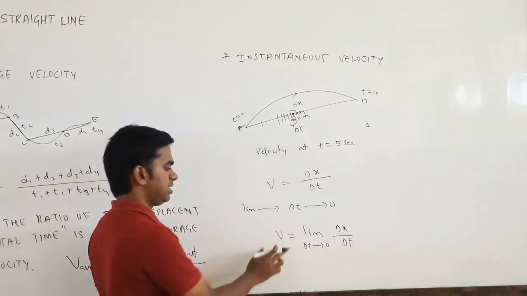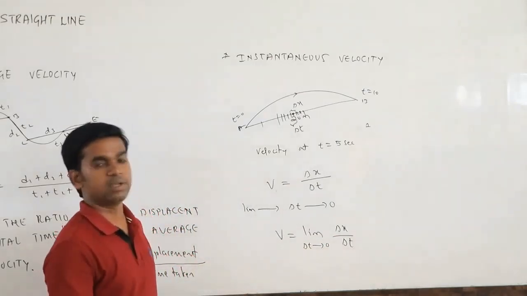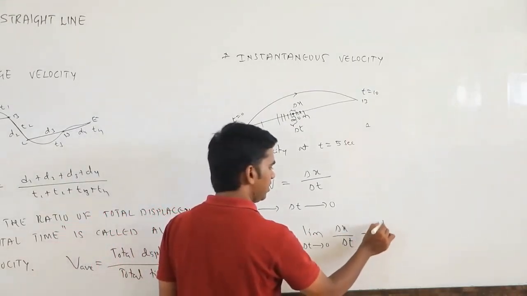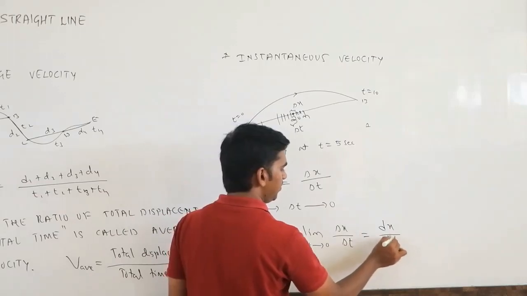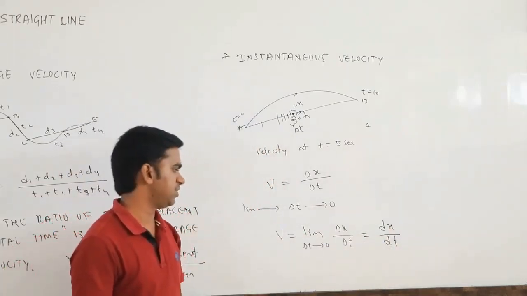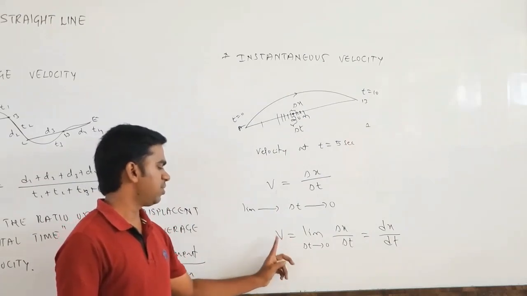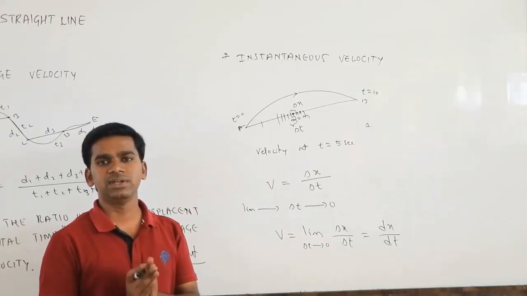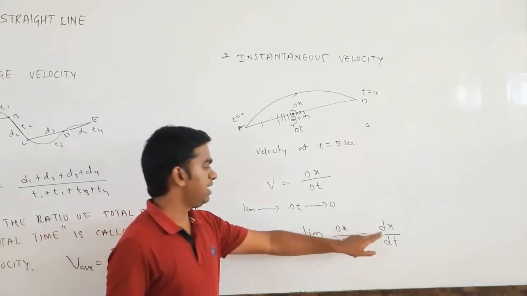This is instantaneous velocity. Most of the time this will help us to calculate. This is also written as dx by dt. You will understand what dx by dt is next when you learn differentiation. So as of now remember, instantaneous velocity is the velocity at any given instant of time. That is dx by dt.